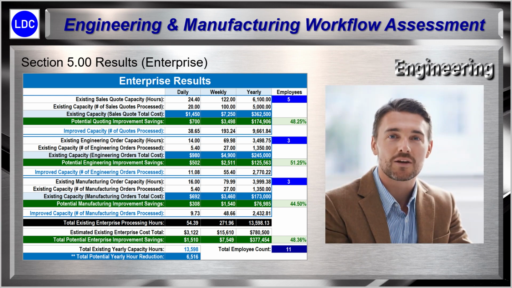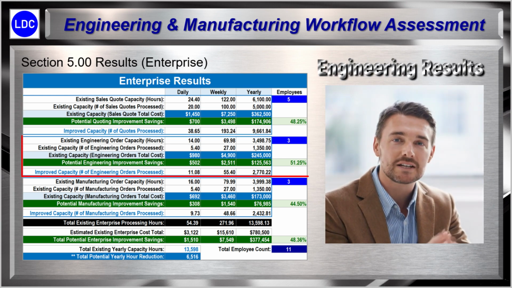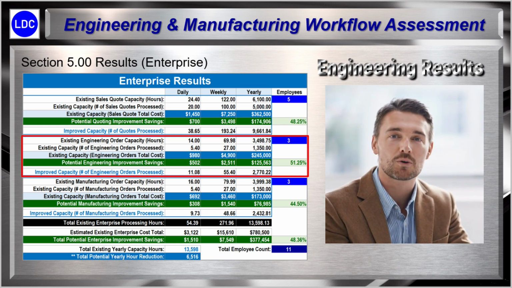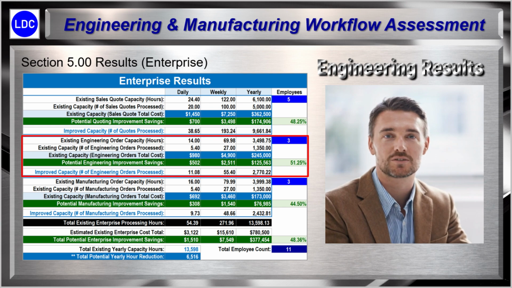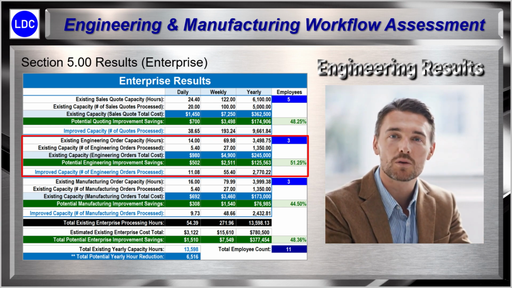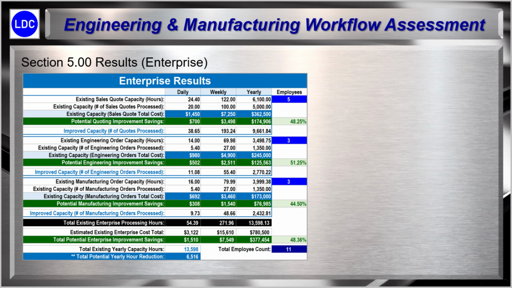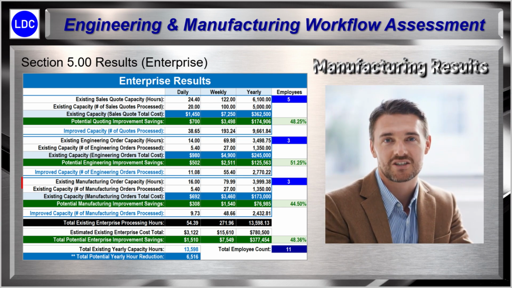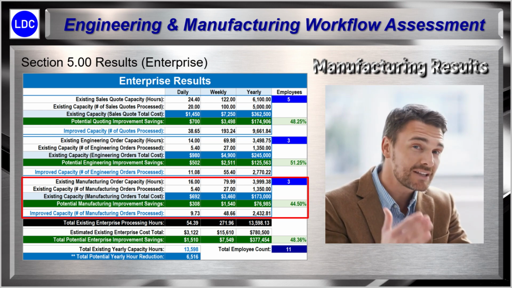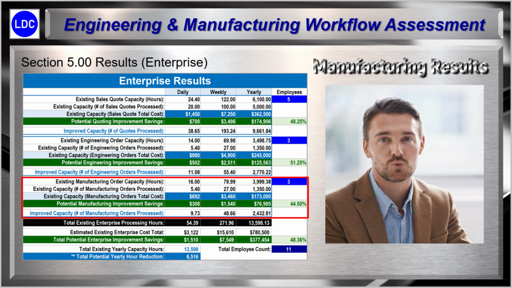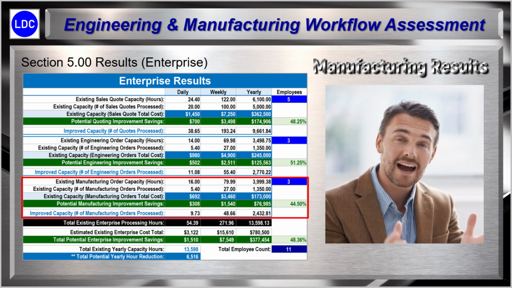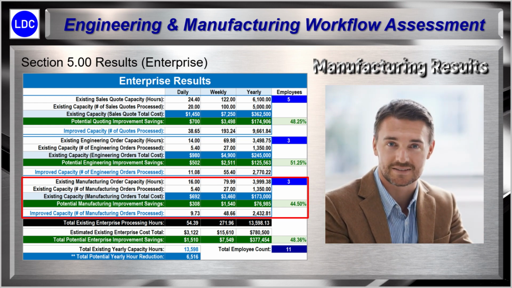The result of the Global Edge workflow automation capabilities applied to the engineering workflow process is a yearly savings of 1,793 hours, which equates to an annual improvement savings of $125,563 and a time improvement of 51.25%. The result of the Global Edge workflow automation capabilities applied to the manufacturing workflow process is a yearly savings of 1,780 hours, which equates to an annual improvement savings of $76,985 and a time improvement of 44.5%.